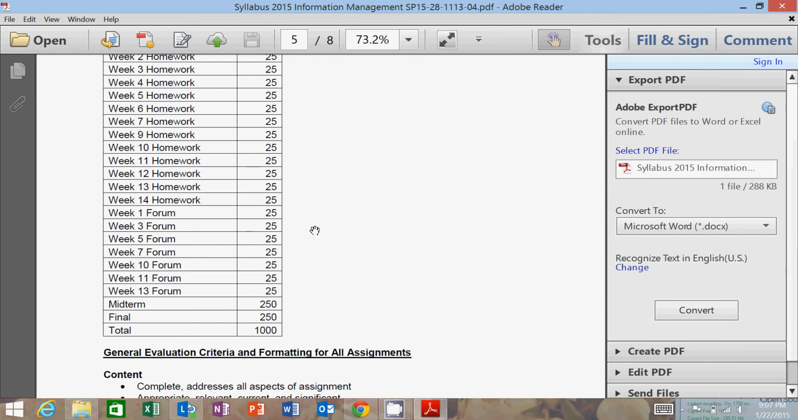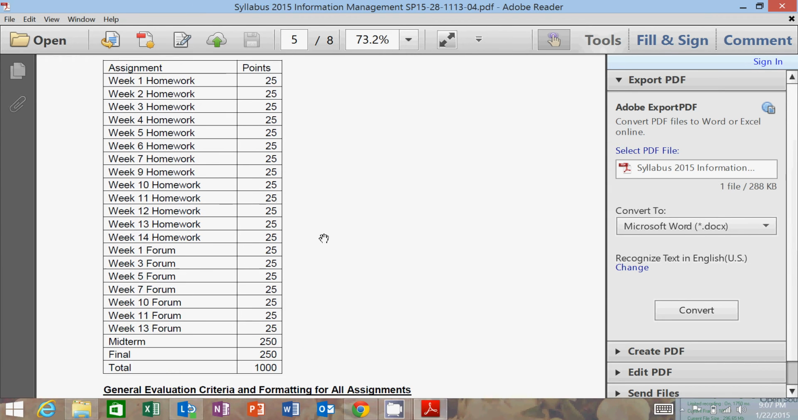This is sort of the general layout of the class. Feel free to look it over as you have time this week. But there's really no tricks here, right? Everything is right there in front of you.